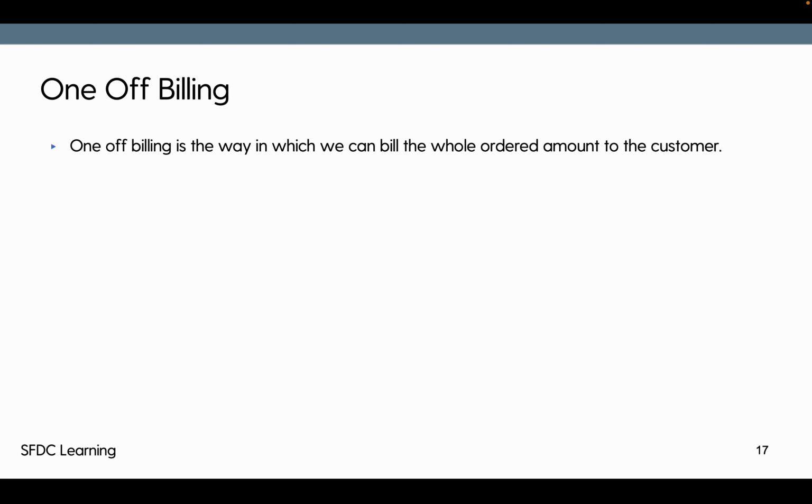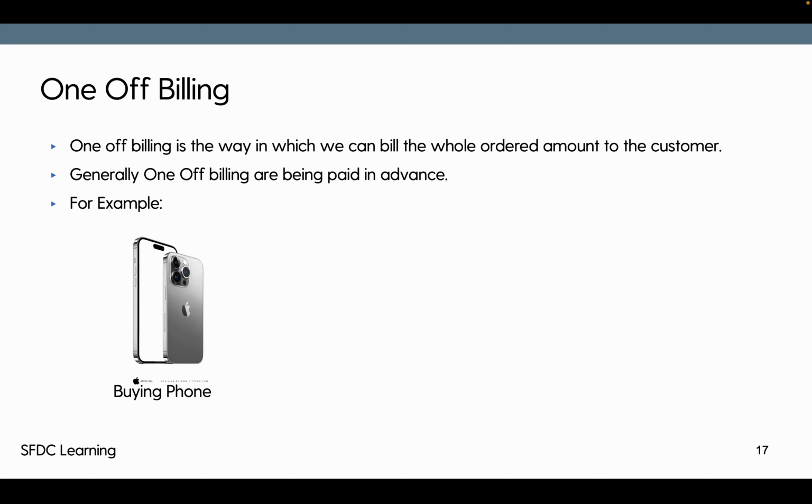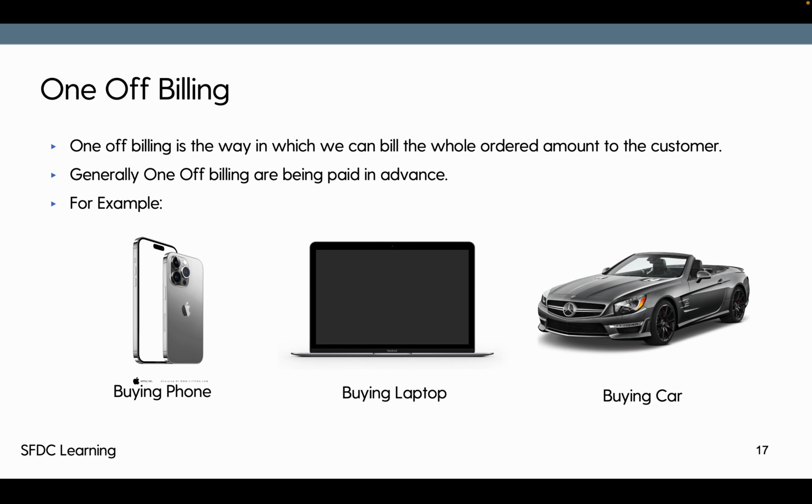So let's see what is one-off billing. One-off billing is a way in which we can bill the whole ordered amount to the customer in a single go. Generally, one-off billings are paid in advance. What are the examples? Purchasing an iPhone, a laptop, or a car. These are one-off billing examples, when we decide to pay the whole amount in a single go, or when we are forced to pay. This can be purchased on EMI as well these days, but consider if we are paying the full amount in a single invoice, this is one-off billing.